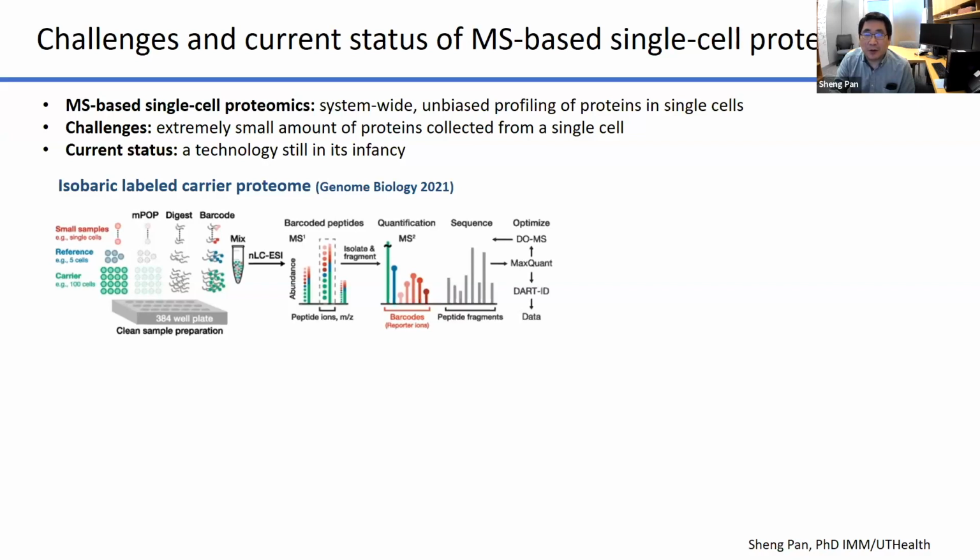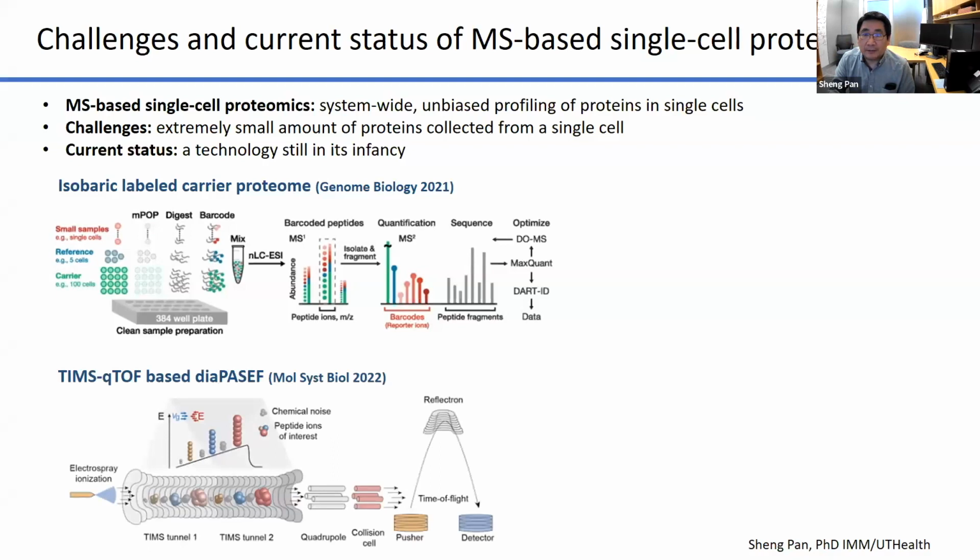However, recent reports suggest some limitations of this approach. First, there are concerns that adding the carrier proteome might alter the single cell proteome. There are also quantitative measurement issues, and labeling an extremely small amount of protein in a single cell sample is by itself quite a challenging task. It also limits the throughput.